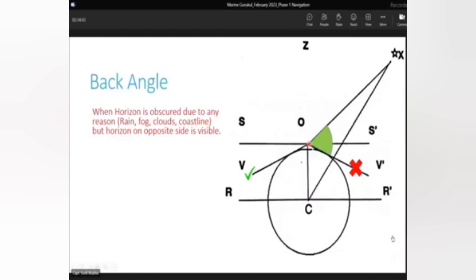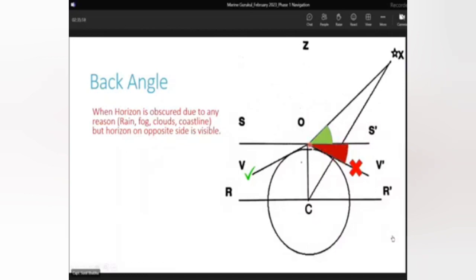Now once you obtain this angle, the correction what you apply to this angle after the instrument error, after the index error, the next correction which we apply is the dip correction. The dip correction. Now what is the dip correction? Dip correction is basically the angle between the sensible horizon and the visible horizon. Let me show you here in the diagram. You see this particular maroon color angle.